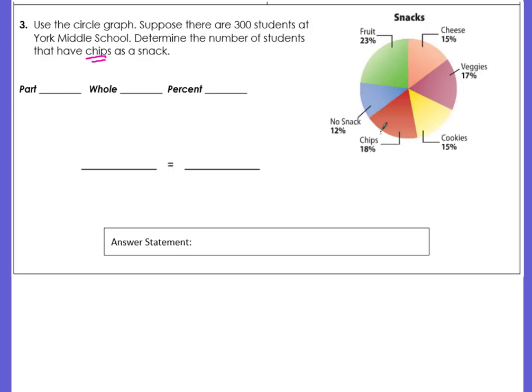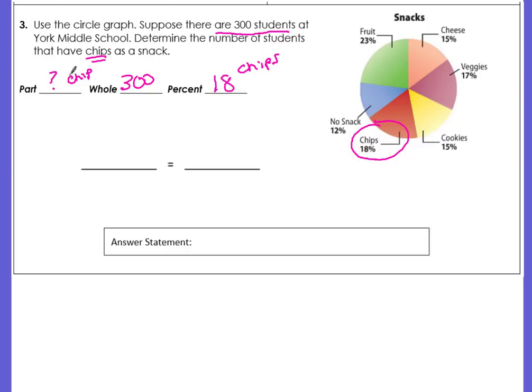Well, when I look at my circle graph, we know what percent chose chips, so I can fill in my percent, and I'm going to make sure that I write chips next to it, because this 18% represents the number of chips. There are 300 students at the school. That's your total or your whole amount. And we're looking for the chip amount. This is our unknown.